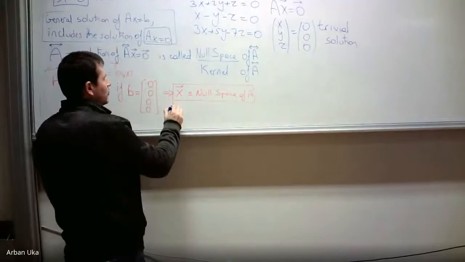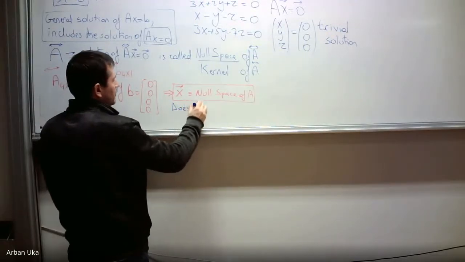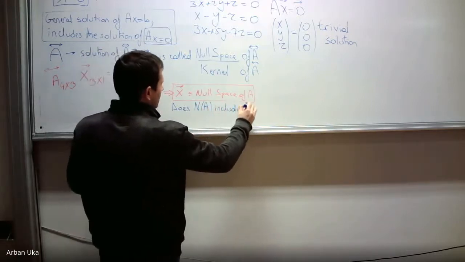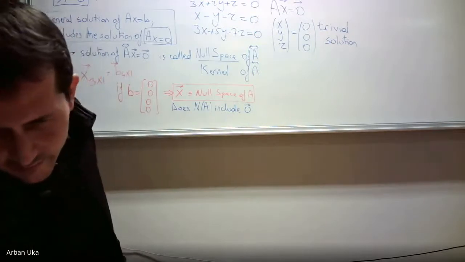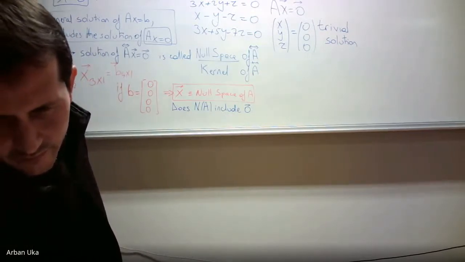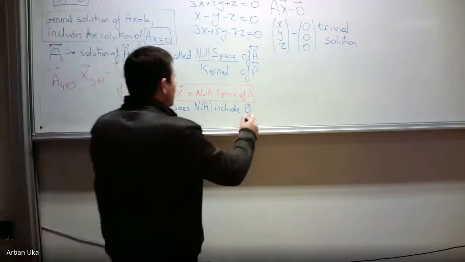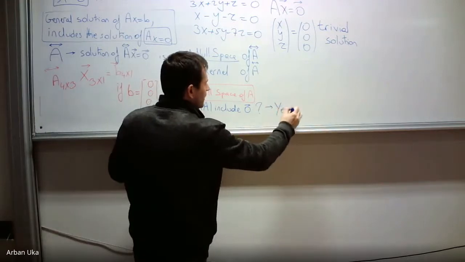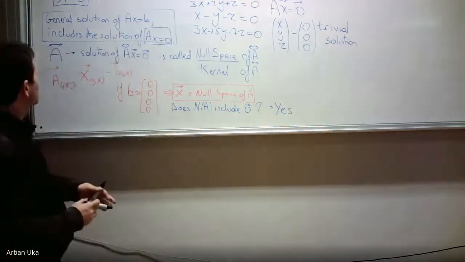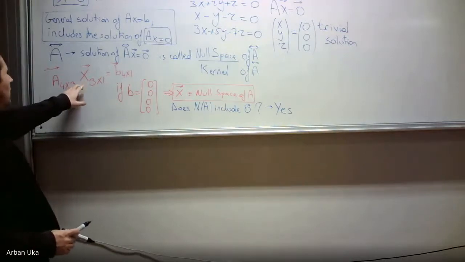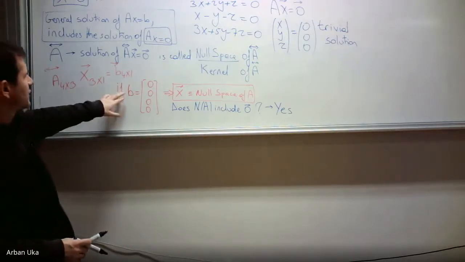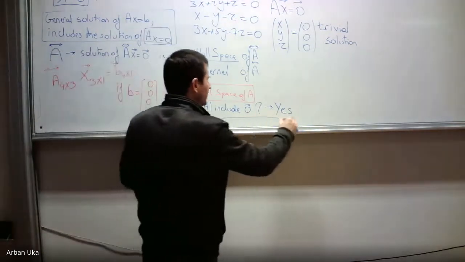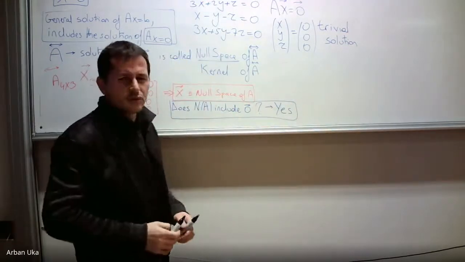Yes, because that's zeros. What do you think? I think yes, because it includes zero. You are right. Does the null space of A include the zero? The answer is yes. Why? Because we know that if we multiply any coefficient matrix with zero, we get a zero. So this is correct: the null space of A always passes through the origin.